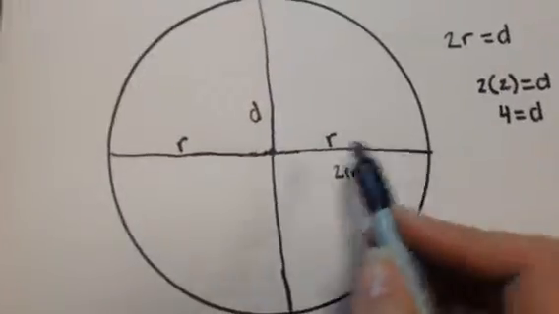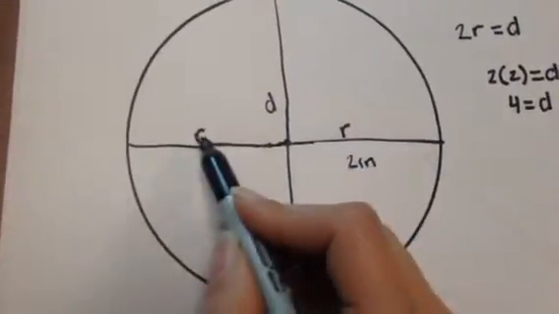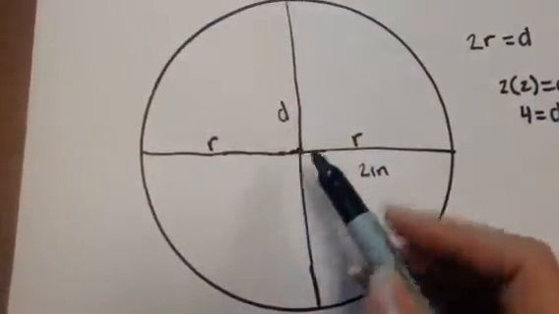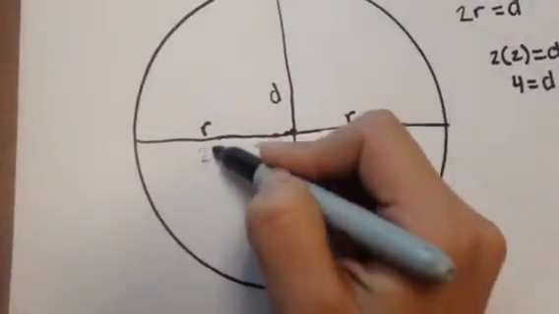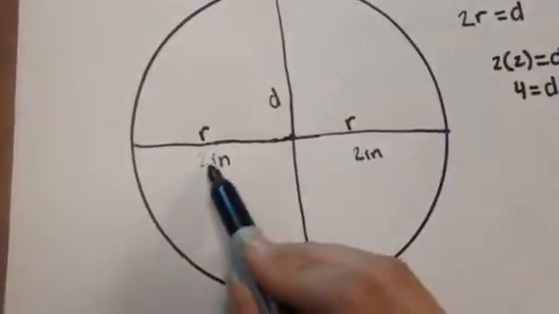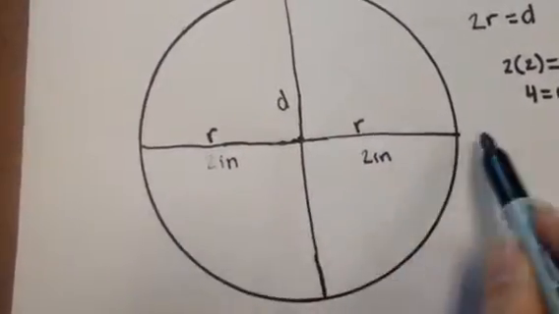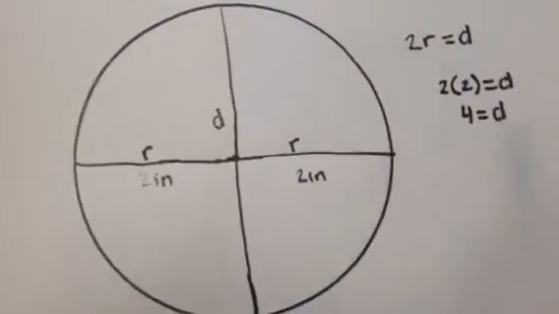So if we know that r is 2 inches, and this would be the same distance because all the points are equal distance from the center, this would be 2 inches also. So 2 plus 2 equals the whole distance across the circle, which is the diameter, and that would equal 4 inches.